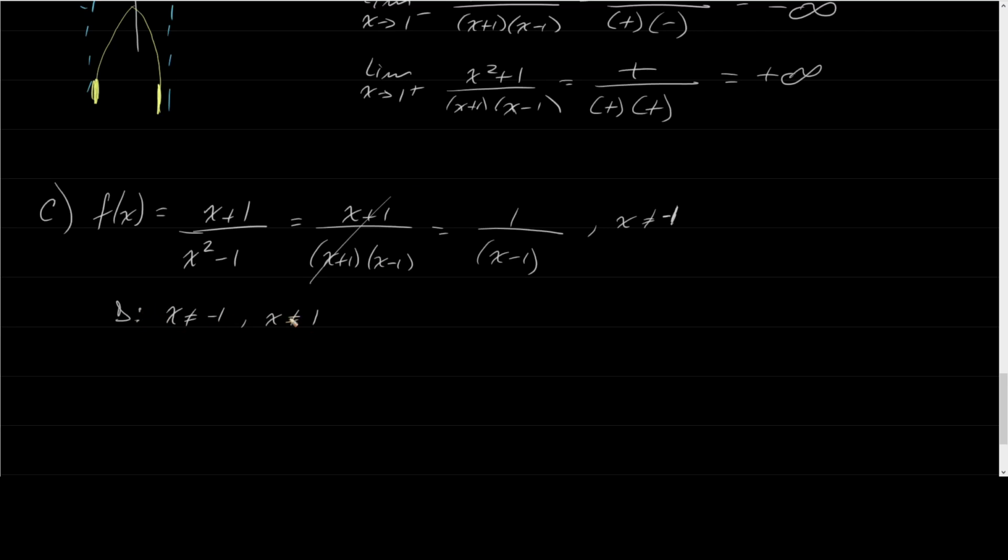Now, what does this actually imply about this domain? Recall that these values are where we're going to have discontinuities. This is essentially telling us that at x equals -1, this is a removable discontinuity, because we were able to cancel that out. And it also tells us that x equals 1 is going to be our vertical asymptote. So again, since we were able to cancel out that x plus 1 that was on the denominator, that tells us that at x equals -1, we're going to have a removable discontinuity.